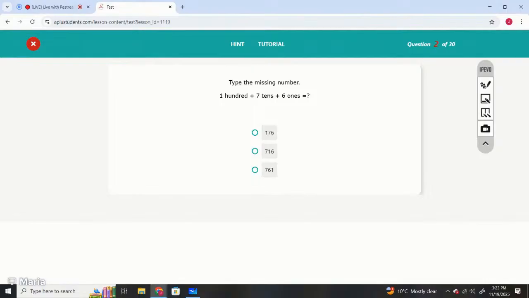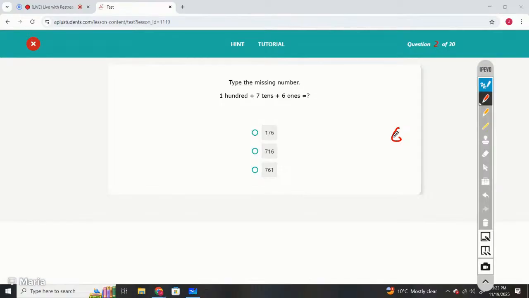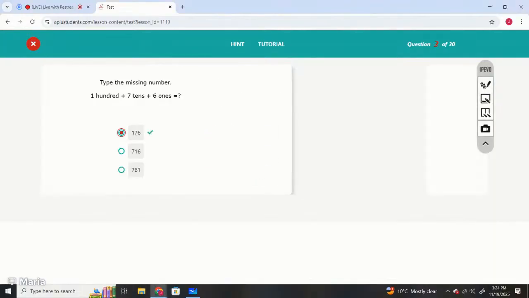Type the missing number. 1 hundred, 7 tens, and 6 ones. You need to make a number. So we know that 6 ones means 6 is the digit at the ones position, 7 is the digit at the tens, and 1 is at the hundreds. So together they make 176. That is 176. Option number 1 is the correct option.